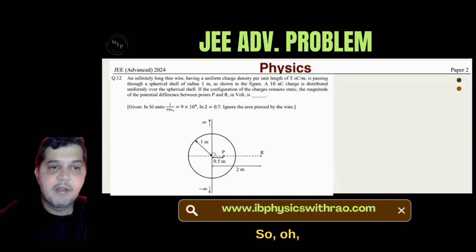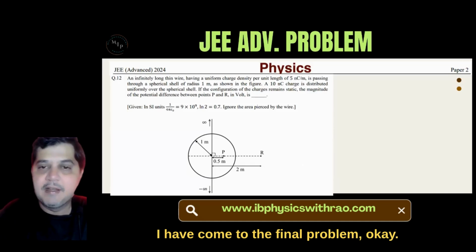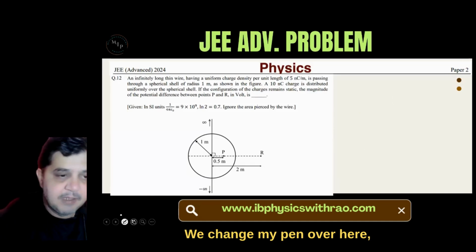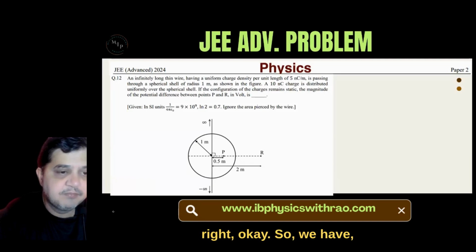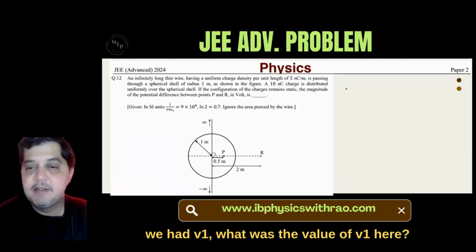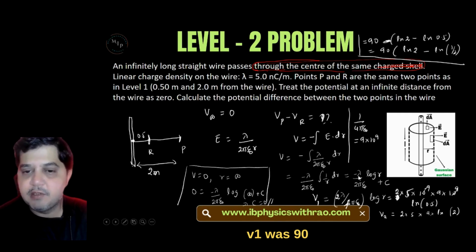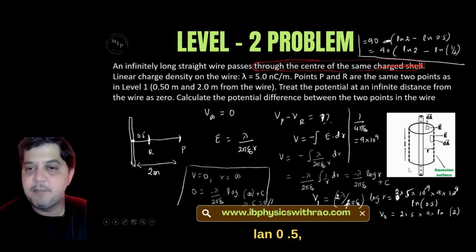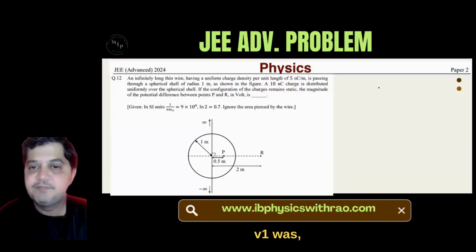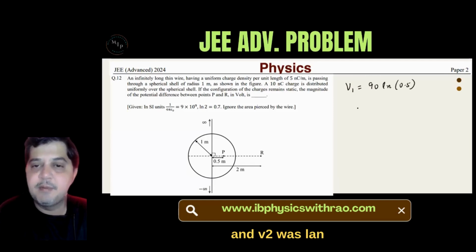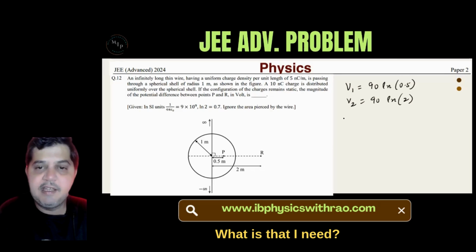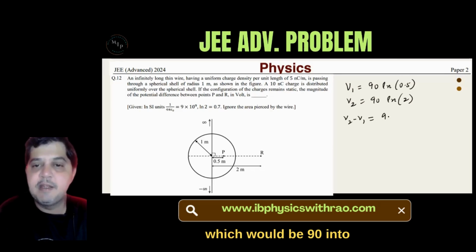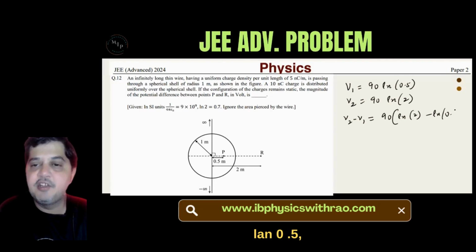So I have come to the final problem. Let me change my pen. Okay, so we had V1. What was the value of V1 here? V1 was 90 ln 0.5, and V2 was 90 ln 2 over here. What is it that I need? I need V2 minus V1, which should be 90 into ln 2 minus ln 0.5.